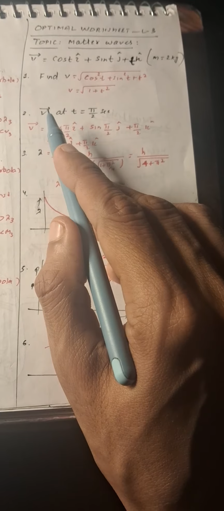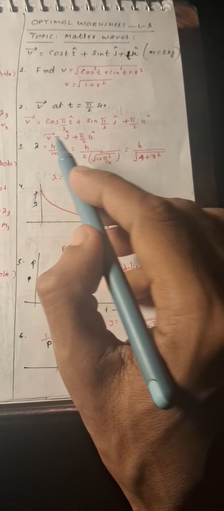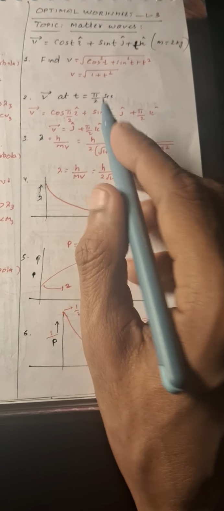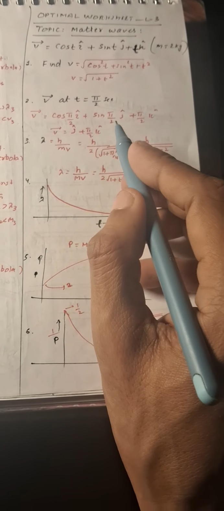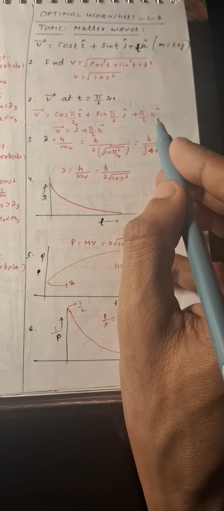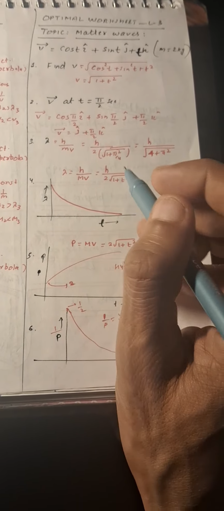In the next question we need to find velocity at t equal to pi by 2 seconds. Substituting t equal to pi by 2, we have velocity as cos pi by 2 i cap plus sin pi by 2 j cap plus pi by 2 into k cap. So velocity is j cap plus pi by 2 into k cap.